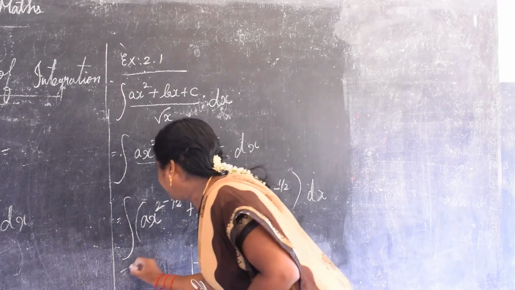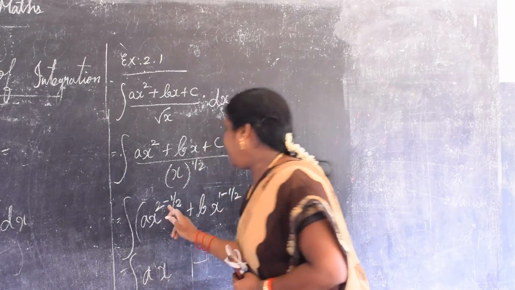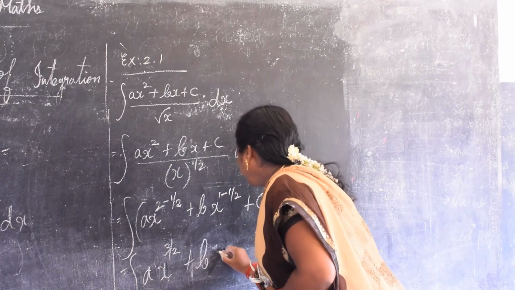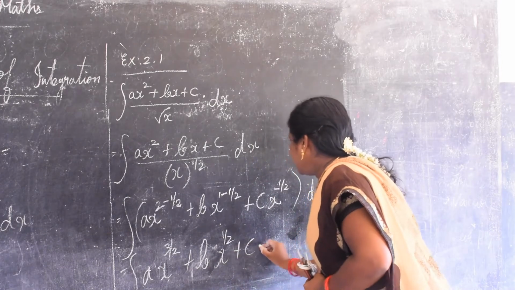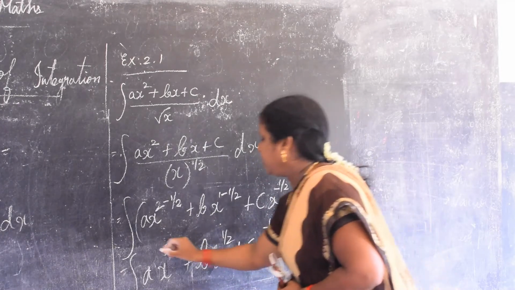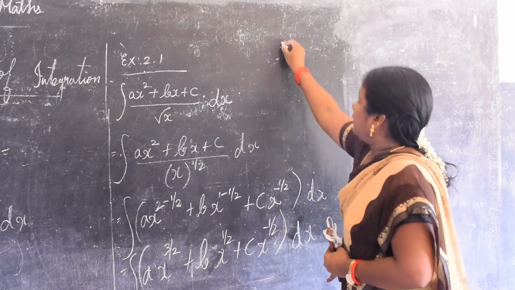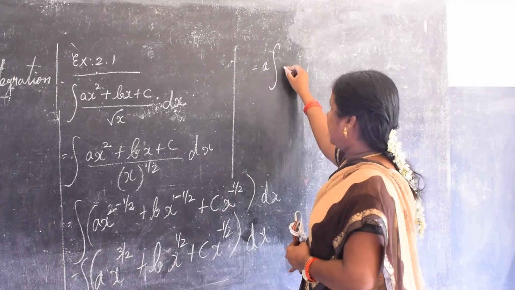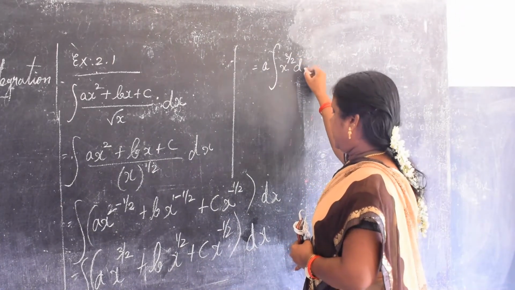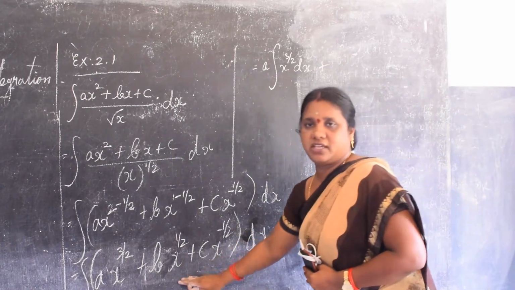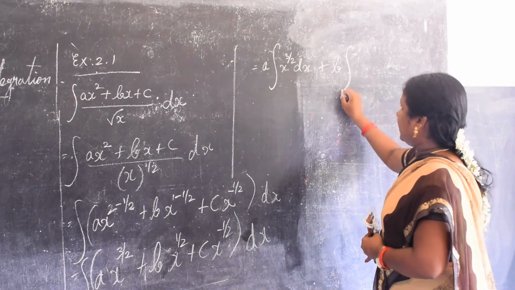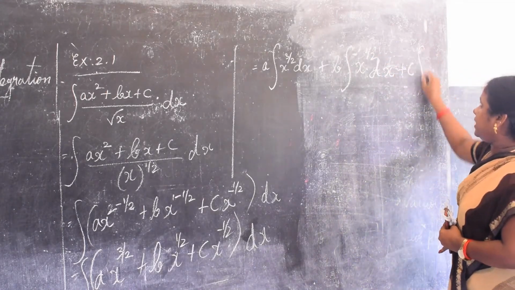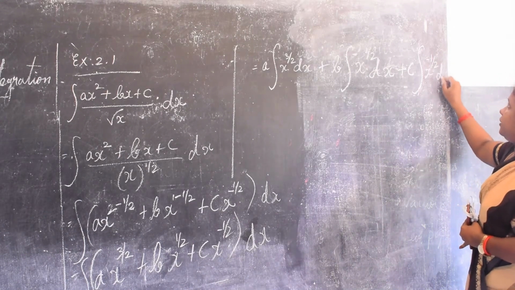Next I am going to simplify. Integral ax power, take LCM, 4 minus 1 is 3 by 2, plus bx power 1 by 2, plus cx power minus 1 by 2 dx. Now I am going to split it into 3 parts. Take the constant out: a integral x power 3 by 2 dx plus b integral x power 1 by 2 dx. Our last one is c integral x power minus 1 by 2 dx.